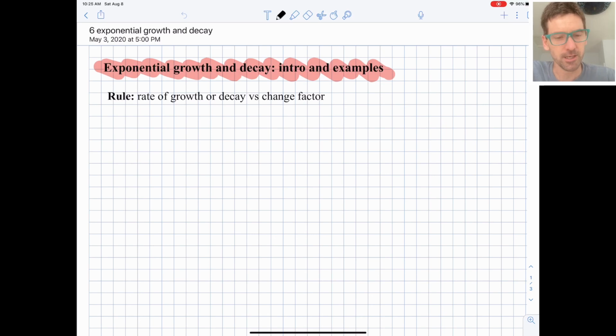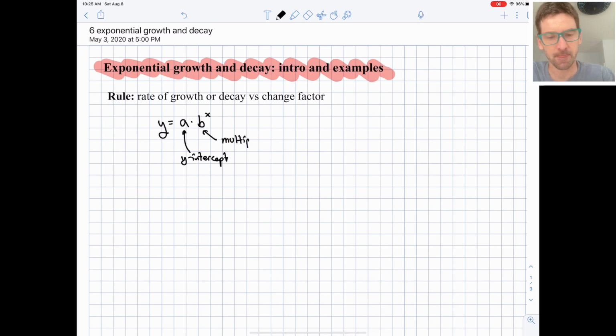So we are still working under this standard form, a times b to the x, where a is our y-intercept and b is our growth rate, or I'm going to call it our multiplying factor. So are things being multiplied by 2 each time? Are they being multiplied by a half each time for decay, etc.? There's this term I want to talk about called the change factor, which is what you'll see in a real-world scenario that we need to work with to be able to get the multiplying factor.